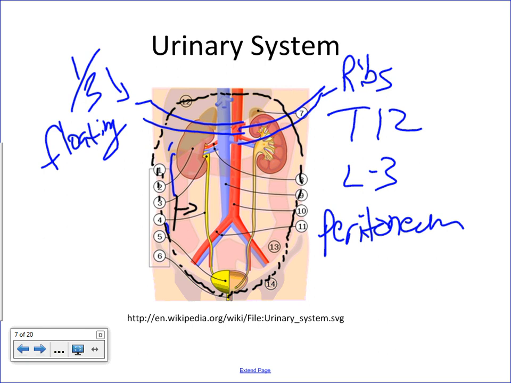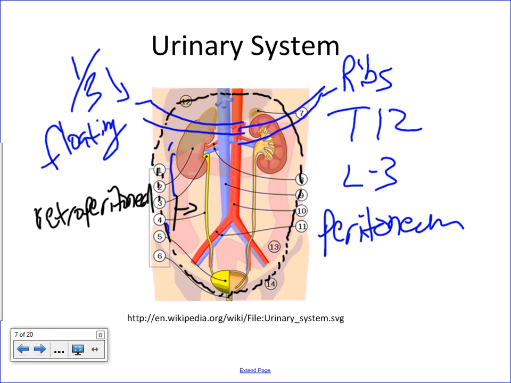Now, not every organ within the abdominal cavity is located inside of that peritoneum. There are a couple of organs or parts of organs that are located outside of that peritoneum. They're not only outside of the peritoneum, they are behind the peritoneum. Hence the term retroperitoneal. The kidneys are retroperitoneal.